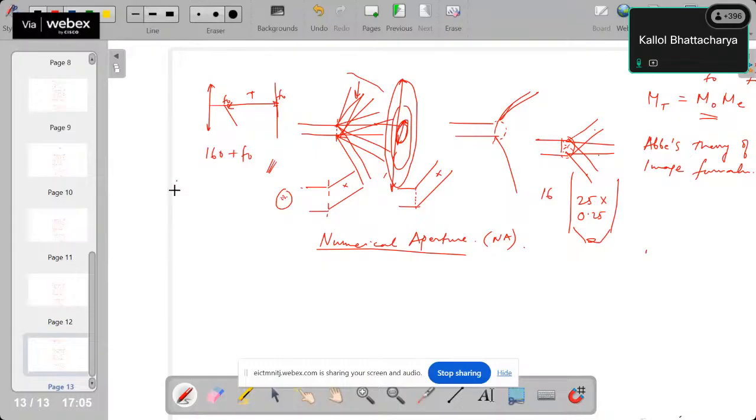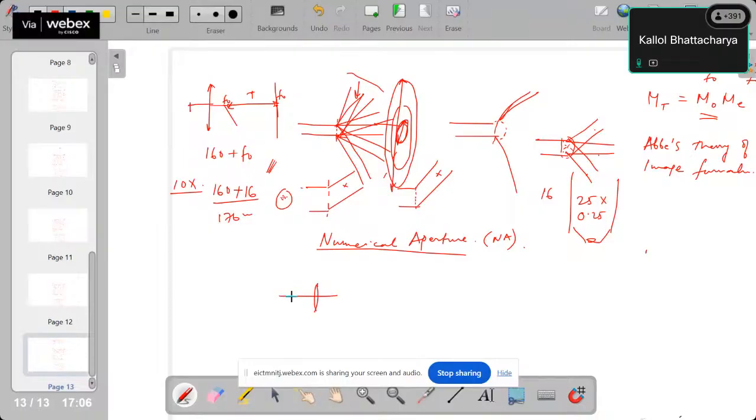Which is to say, for a 10x objective, what is the object distance? For a 10x objective, the object distance is 160 plus FO, and FO is 160 by 10, which is 16. That is 176 millimeters. That is to say, given a certain objective, the image distance is fixed. Now, if the image distance is fixed, the object distance must be fixed. Therefore, for a certain objective, the object distance is also fixed.